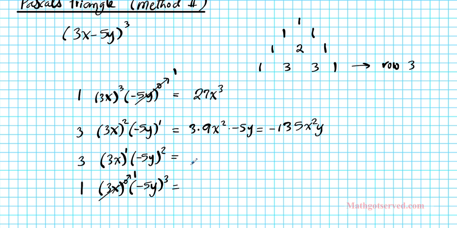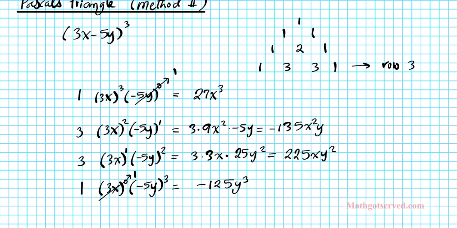And then let's work on this. 3 times 3 is 9, so let's write it out. So 3 times 3x times negative 5y squared. A negative squared is positive, right? So this is 25y squared, which equals 9 times 25. 9 times 25 is 225xy squared. And then last but not the least, negative 5y to the third is negative 5 times 5 times 5, which is negative 125y to the third.